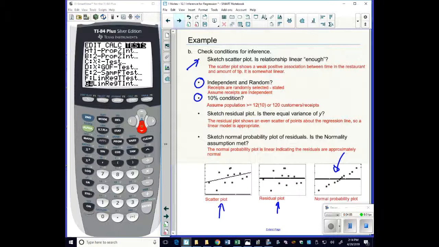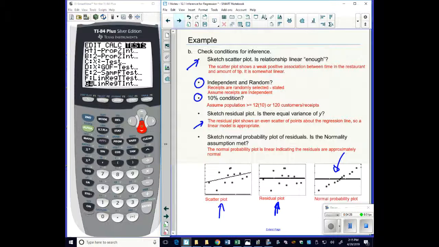The next thing you want to check is the residual plot. Is there equal variance of y? This is sort of your confirmation that a linear model is appropriate. Again, you're going to state which plot it is, draw the picture, sketch it on your paper, state that it's the residual plot, and then indicate that the residual plot shows an even scatter of points about the regression line, so a linear model is in fact appropriate.